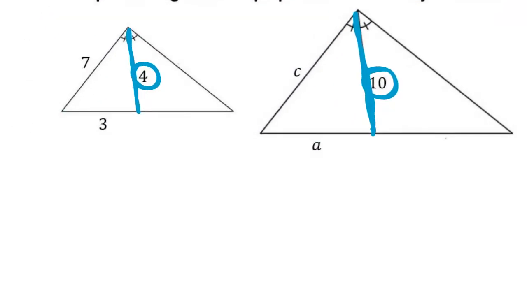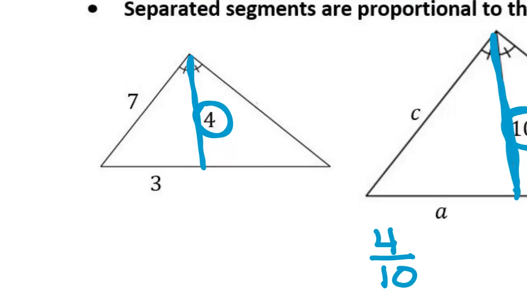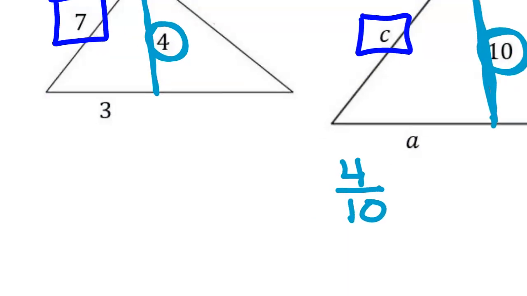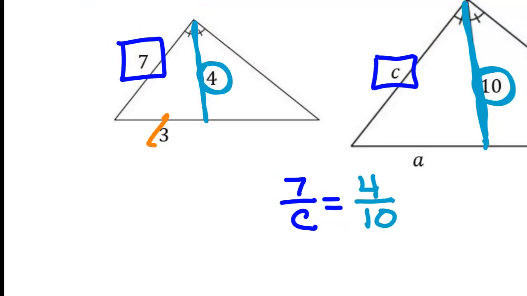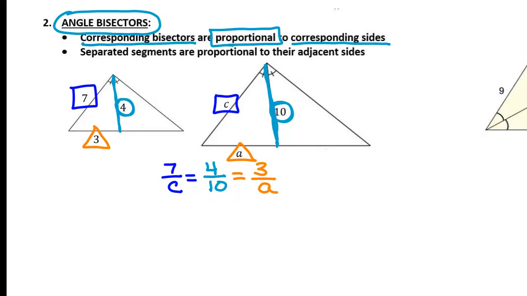So I could have 4 over 10. That's proportional to my sides. So like 7 and c. So 7 over c is equal to 4 over 10. Or we could be looking at these sides, the 3 and the a. So 4 over 10 is equal to 3 over a. Let's solve those real quick.